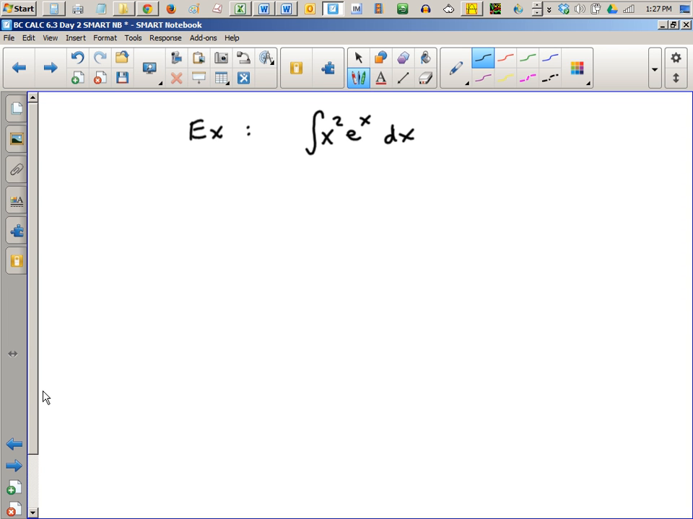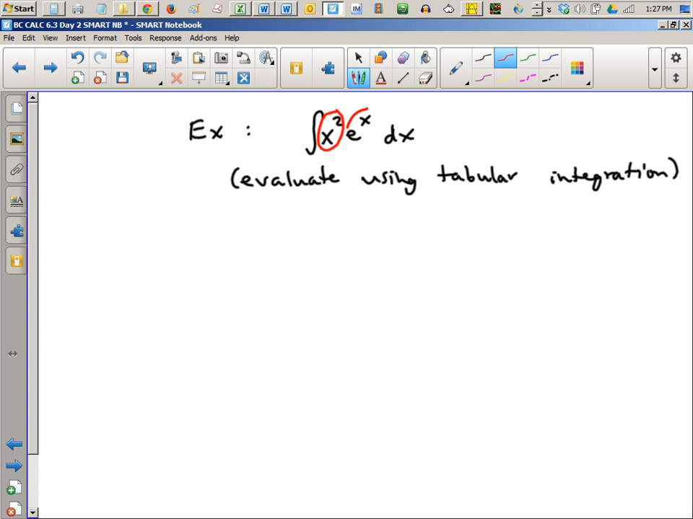But let me show you how you can do this with tabular, okay? So evaluate using tabular integration. Okay, so what you do is you just pick part of this to be f and the other part to be g. So I'm going to pick for my f the x squared. I'll tell you in a minute how I know it's supposed to be the x squared. Okay, so then I'm going to label this as f and this is g.